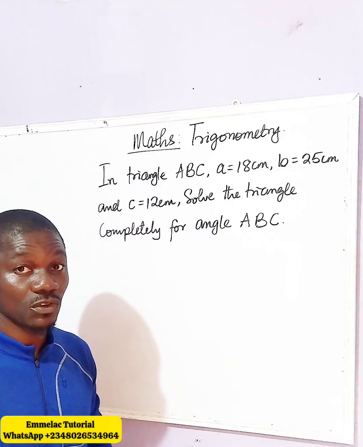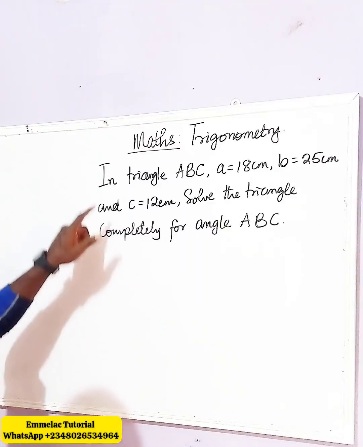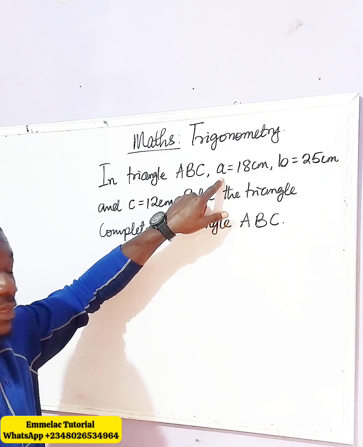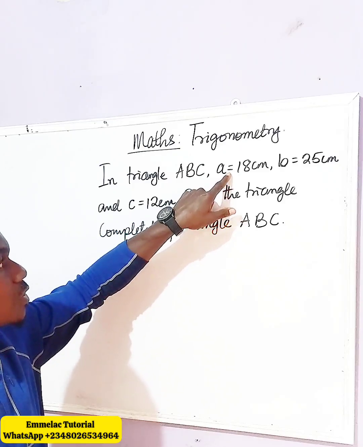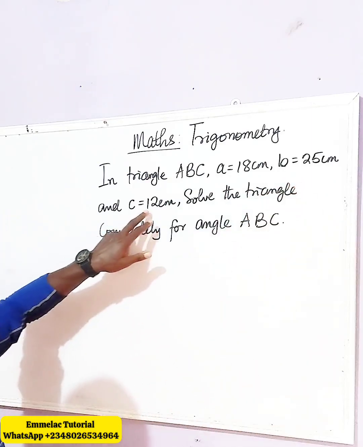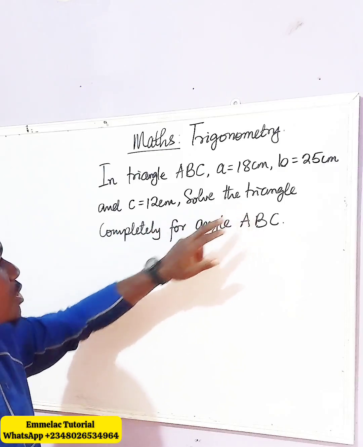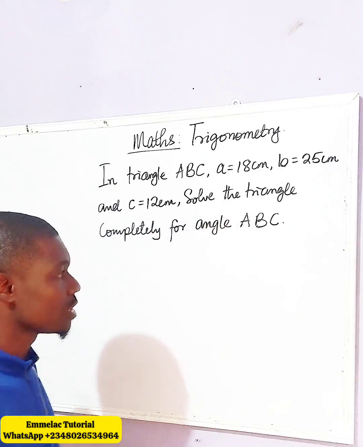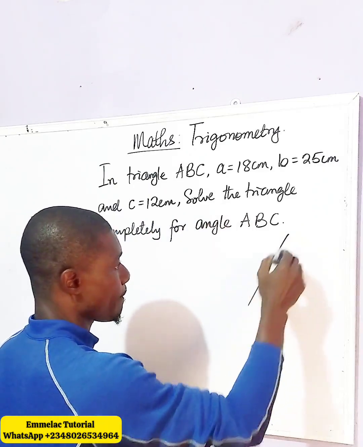Now before us is this trigonometry question, and it reads that in triangle ABC, small a equals 18 centimeters, b is 25 centimeters, and c is 12 centimeters. Now solve the triangle completely for the angle ABC. Okay, so let us draw out the triangle.